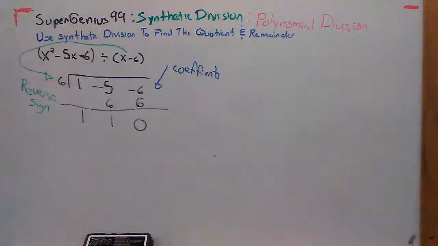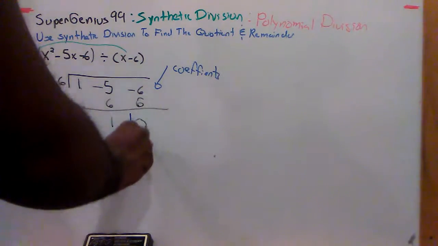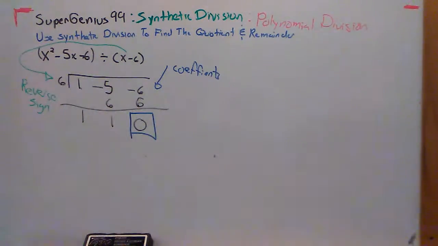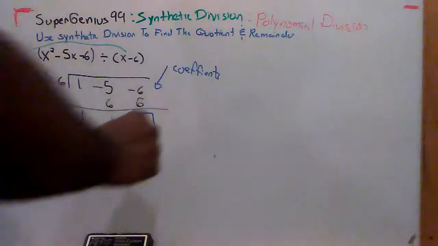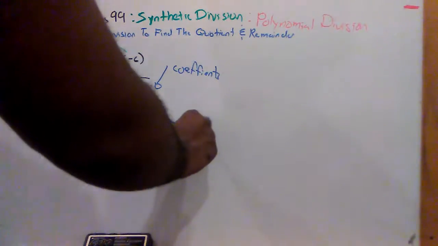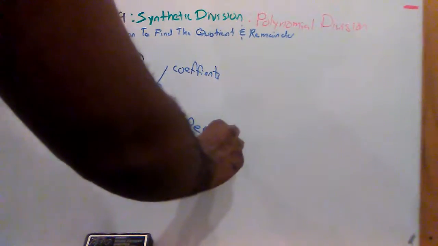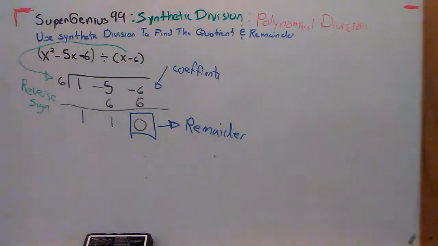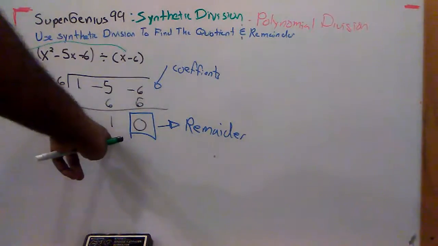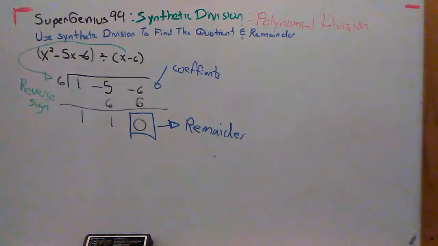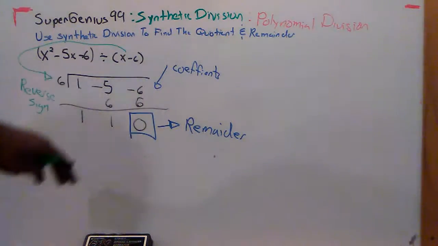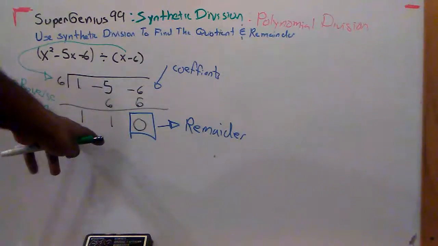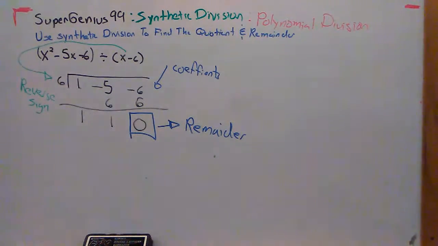0. Okay. Whatever is in the last box, whatever's in this last position here, is your remainder. So in this case, we have no remainder. These two become coefficients of the answer, of your quotient.